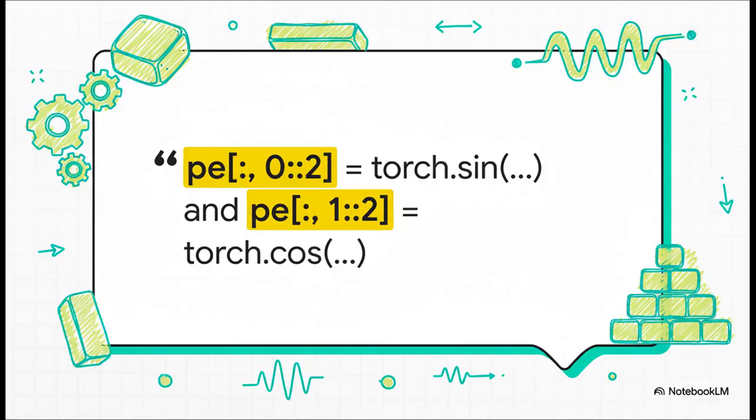Super smart. And here is the actual code that does it. You can see it right there. It's creating that unique signal by hitting the even parts of a word's vector with a sine function and the odd parts with a cosine function. It's a really simple but incredibly powerful trick that gives every single position a signature the model can actually learn.